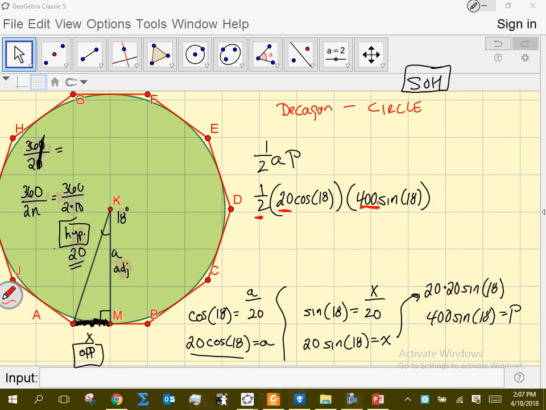Now all these numbers, I think I've got 1, 2, 3, 4, I got 5 numbers here. Underline those numbers. Those numbers are all rational. They all work well together, right? So what's 1/2 of 20? 10. What's 10 times 400 then? 4,000. So my area of my decagon becomes 4,000. So that took care of that, took care of that, took care of that.